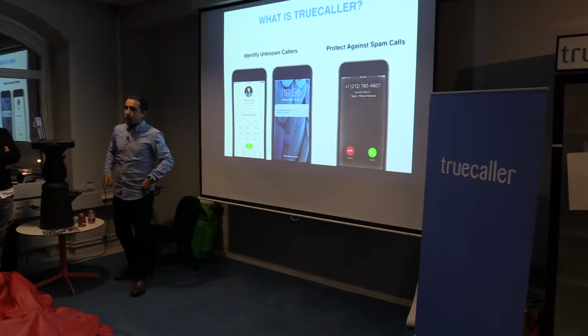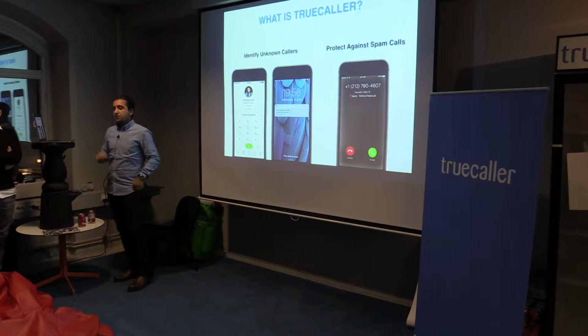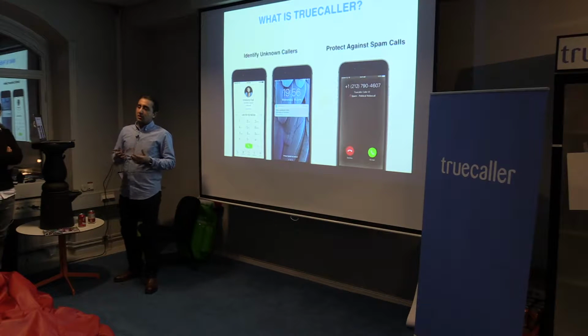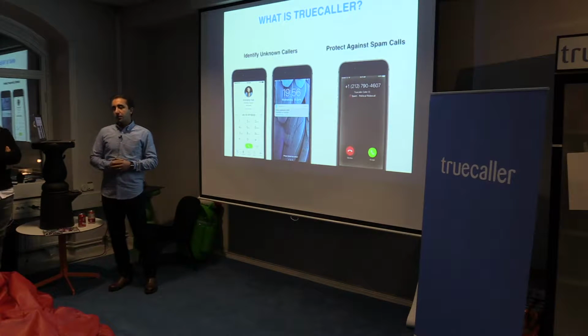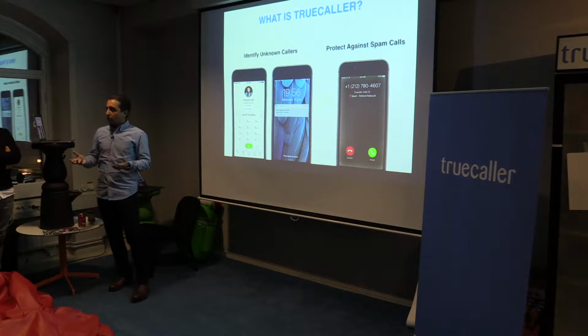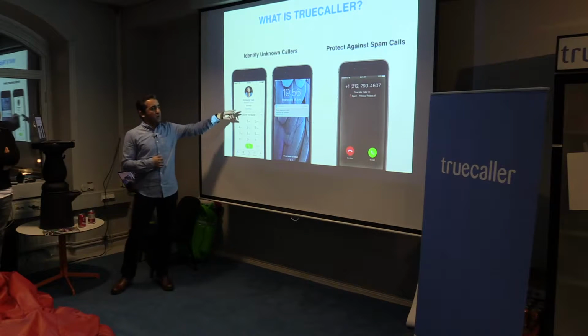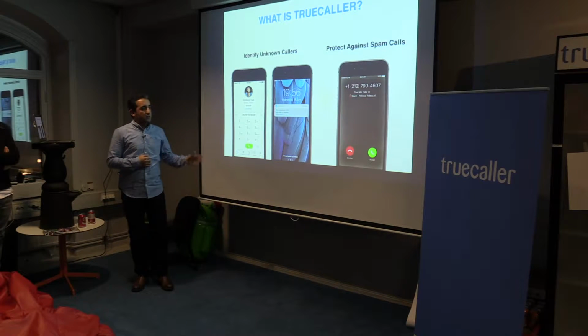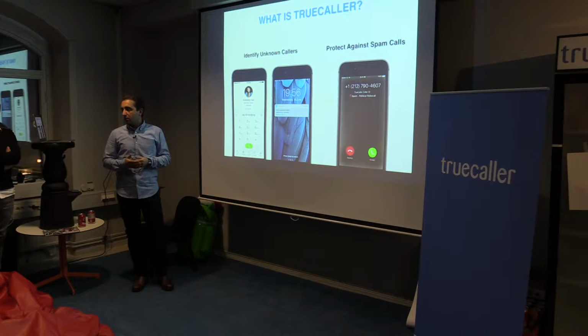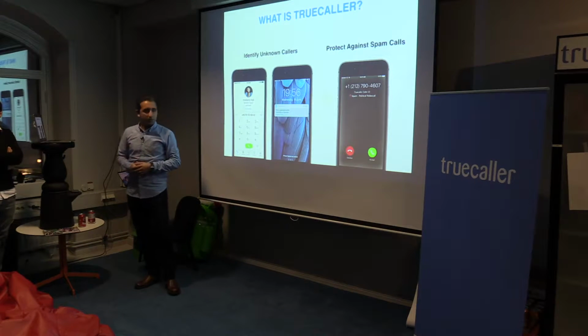So what is the TrueColor app? These screenshots are from the iOS application. In general, the core functionality of the app is helping you identify unknown callers. So when somebody calls you and you don't have the number in your phone book, you can see who is the person who is calling you. And if the person who is calling also has the TrueColor app installed, you will get a notification with the name of the person who is calling you.